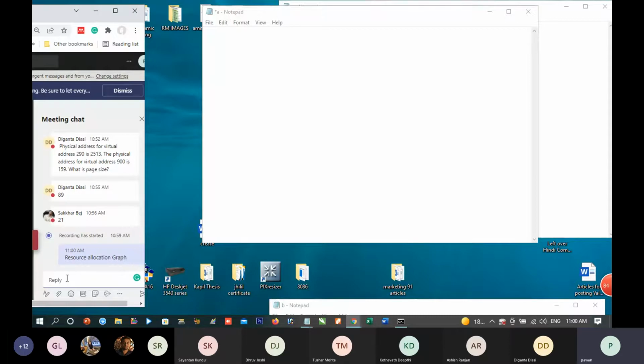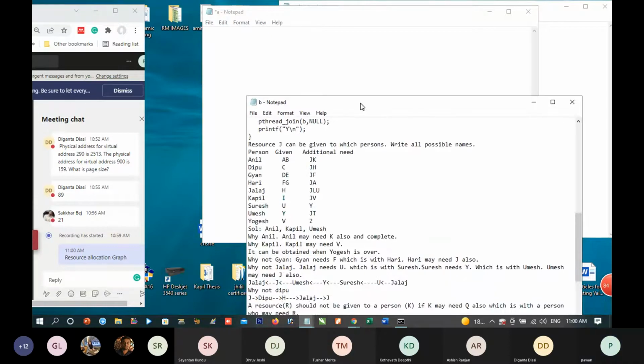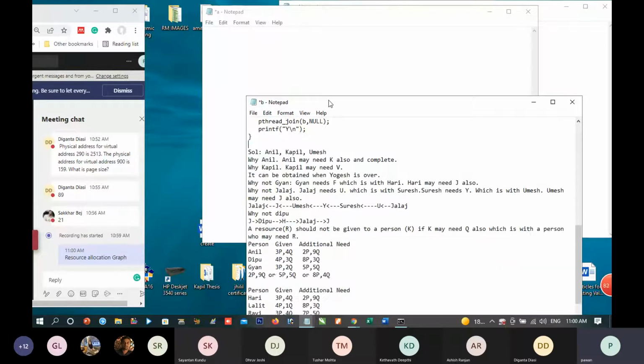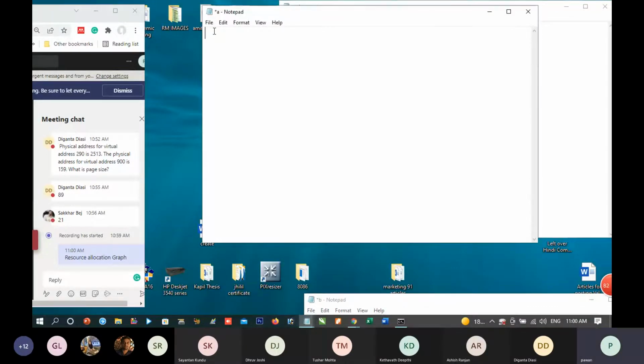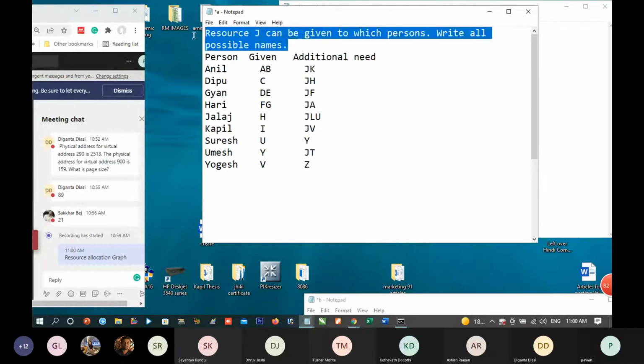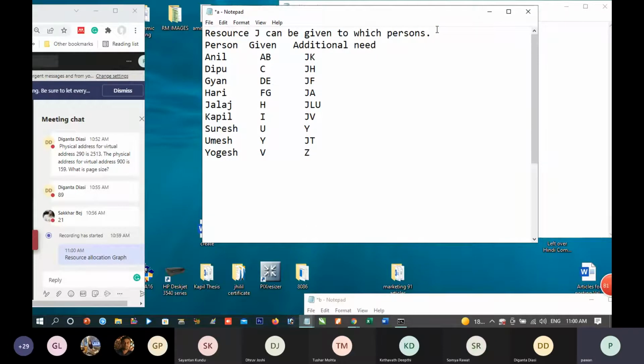Students, today we shall see how it is decided which resources can be allotted to which person. Let us see this. There are a few persons to whom resources are given. Now, Anil has been given A and B, two resources, and in future he can ask for J and K.